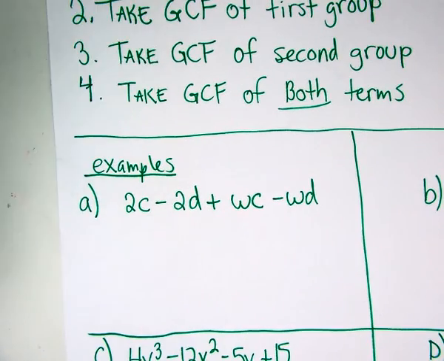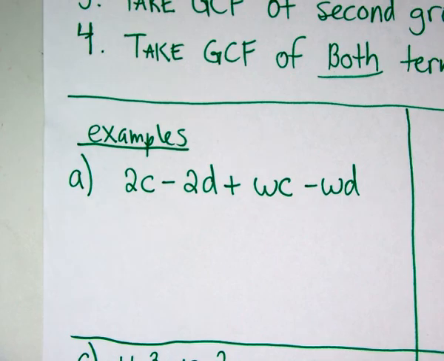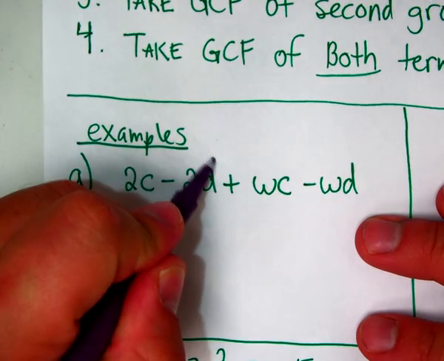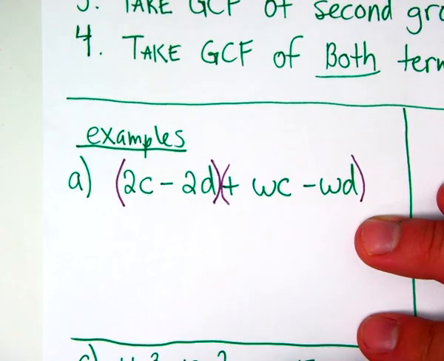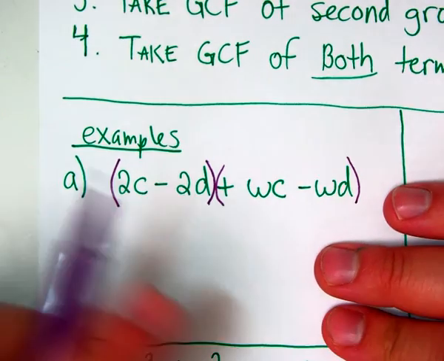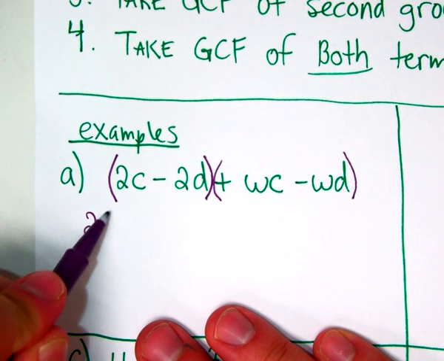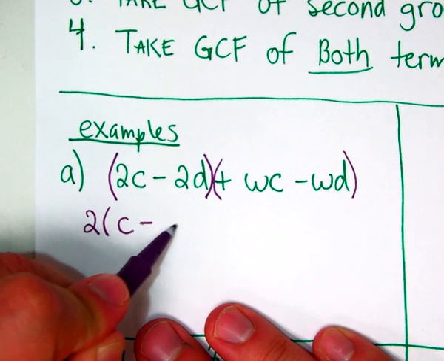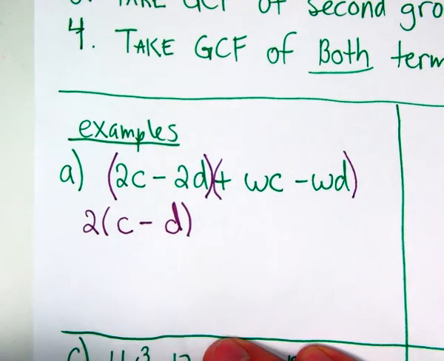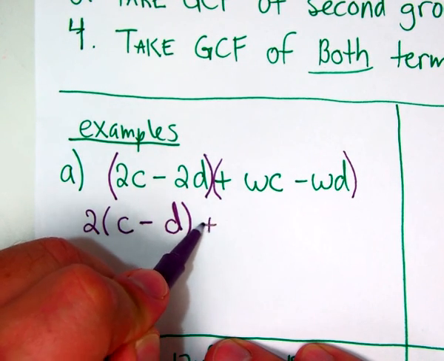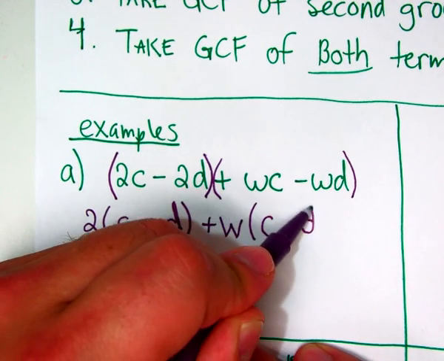In example letter A here, we have 4 terms. Grouping will always have 4 terms. And when we group this, you're going to group the first 2 together, group the second 2 together, just like it said to do in the directions there. From this, step 2 is take the GCF of the first group. The biggest thing they all have in common is a 2. So we're going to be left with C minus D. What do WC and WD have in common? This is step 3. We're going to take out the GCF, and they both have a W in common, which will leave me with just a C minus D.